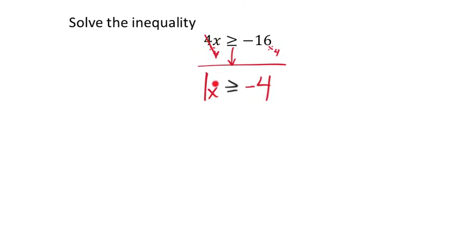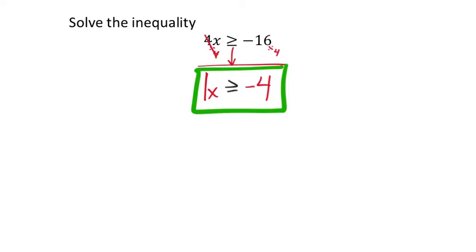You could think of values that are less than negative 4, like negative 5, for example. 4 times negative 5 is negative 20. Yeah, that's not greater than or equal to negative 16. That would make it false. So the moment that you hit x is negative 4 or anything greater, you get a true statement in the original inequality. But again, this has an infinite number of solutions.